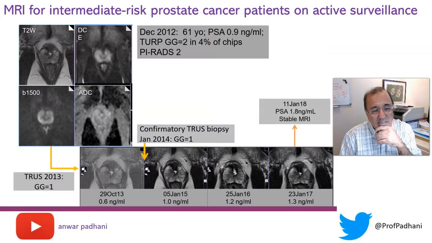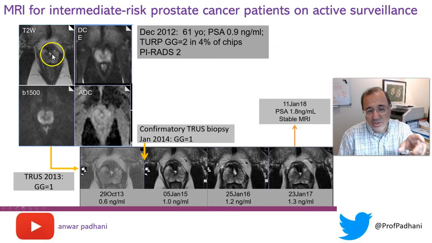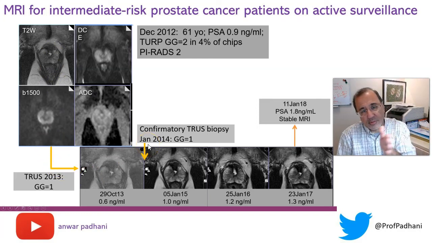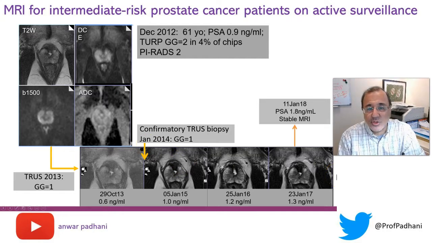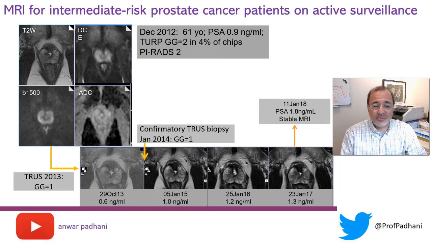And here is an example. This is a non-visible lesion in somebody who had 3+4 cancer on TURP chippings. He had a TRUS biopsy which showed just 3+3 cancer, had a confirmatory biopsy, again 3+3, and we followed him for several years, and he continues to do well on just active surveillance. So again, non-visibility is a really strong factor.